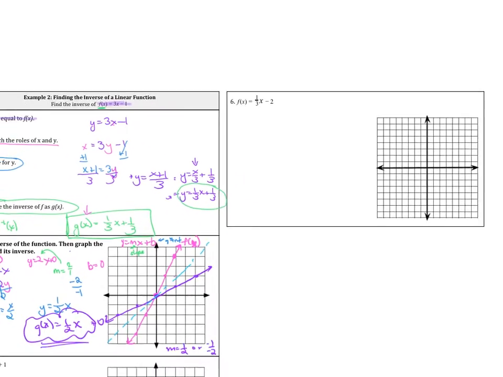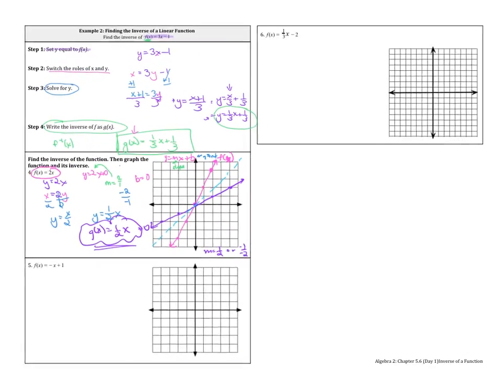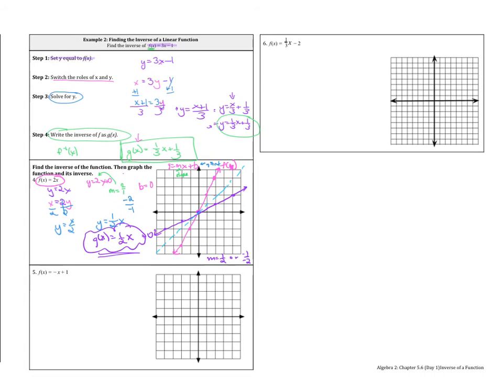So I want you to go ahead and try number 6. So be careful when you're distributing. So you will have to distribute there. So see if you can get the answer on that one. And then also try number 5 as well. Now number 5, just to tell you, is a special case. Number 6 is good. So do number 6, see if you can graph that line.